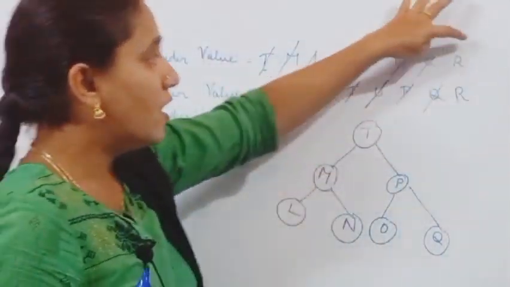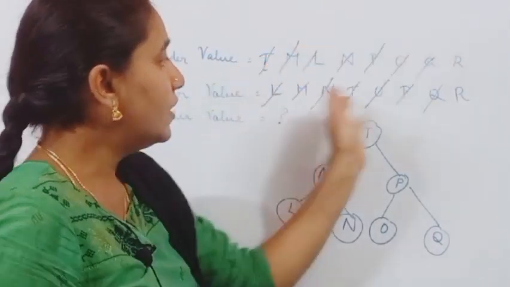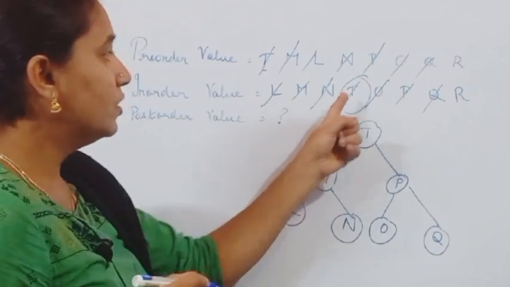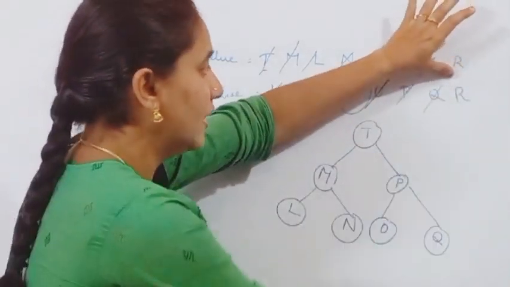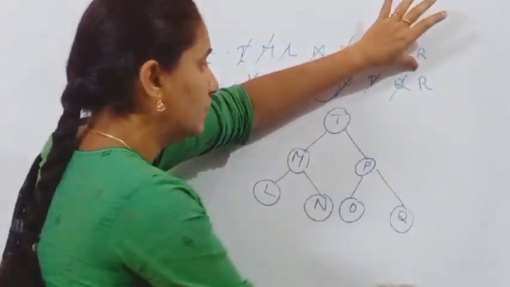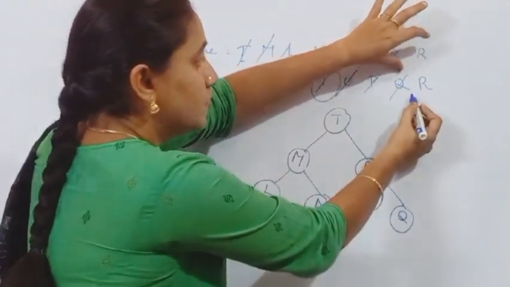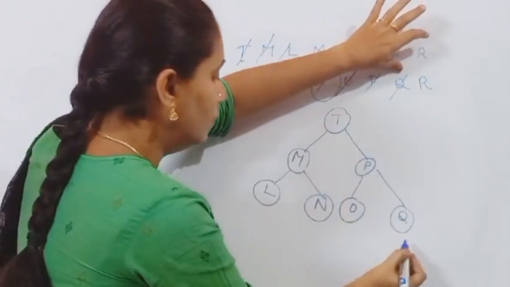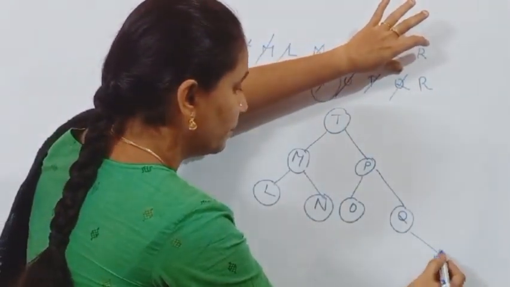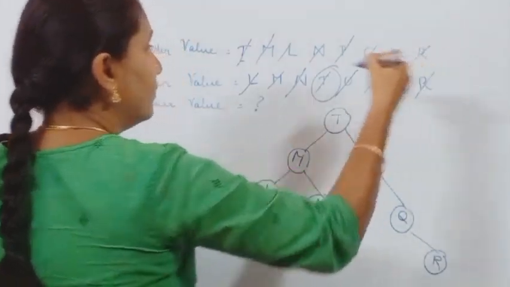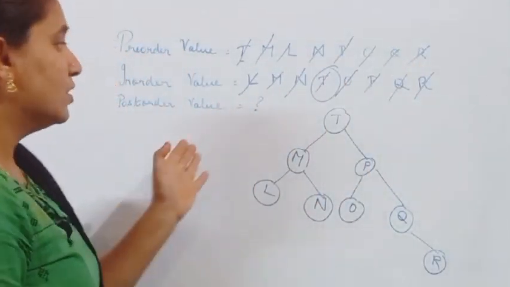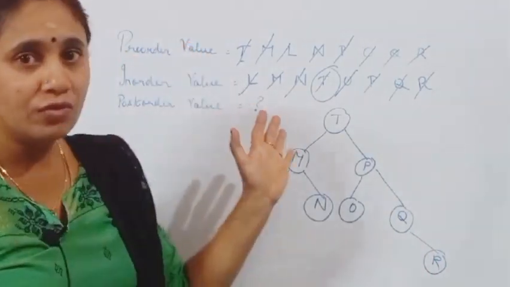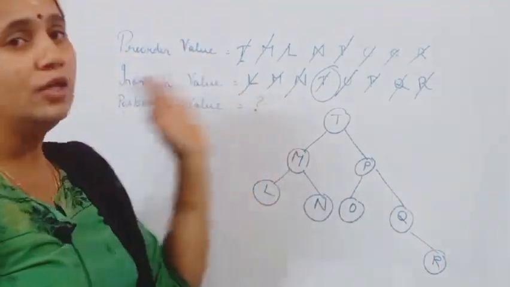So next you see R. Okay, so R, where is it present in the in-order traversal? Again it is present to the right of T. So here it is lying. But where can I write? See, this is already filled. Isn't it? Once again it is present to the right of Q, isn't it? So right of Q. So now you see, I have written all the values. So this is the actual tree structure for the given pre-order value with respect to the in-order value.